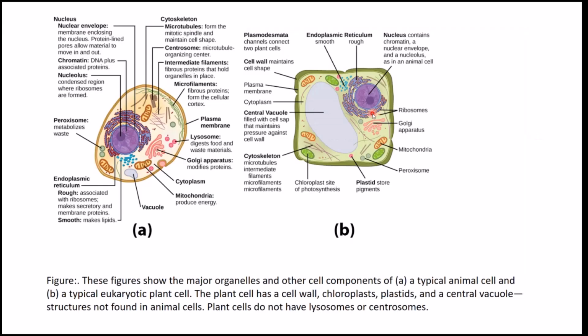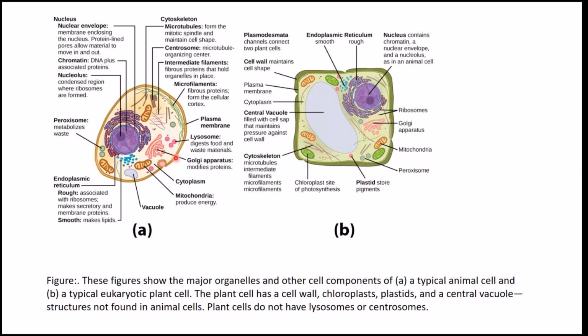Then this is just a differentiation of the structure where you see here A will be a typical animal cell, B a typical eukaryotic plant cell that has a cell wall, chloroplasts, and the central vacuole structure which is not found in animal cells, and plant cells do not have lysosomes and centrosomes. I just put this structure so that you can have a distinctive description of the structural differences. You see here, this is the plant cell.